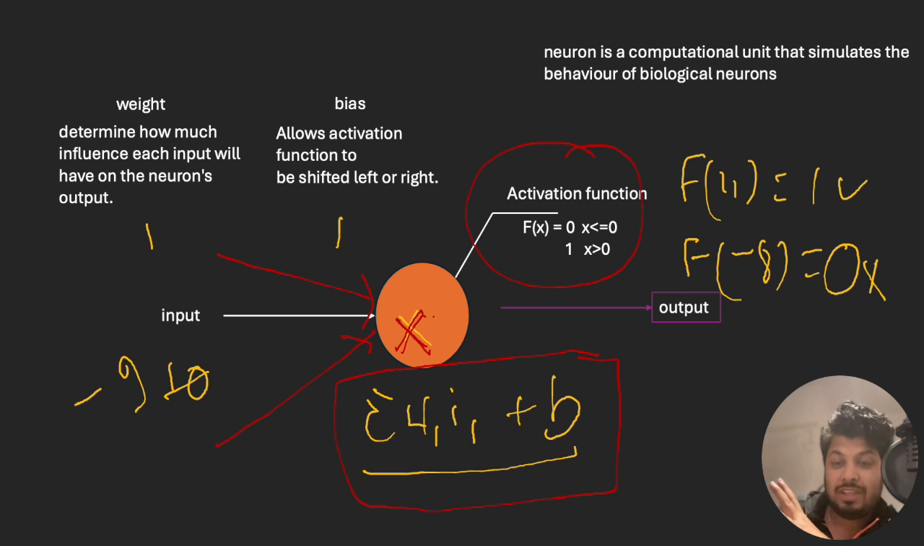Now this activation function can be of any type. For simplicity, I have just taken a normal f of x equal to 0 when x is less than 0, and f of x equal to 1 when x is greater than 0. We will have sigmoid, ReLU, tanh, different kinds of activation functions. I have already created a separate video on this. You can watch through that. So this is what happens inside a single neuron.